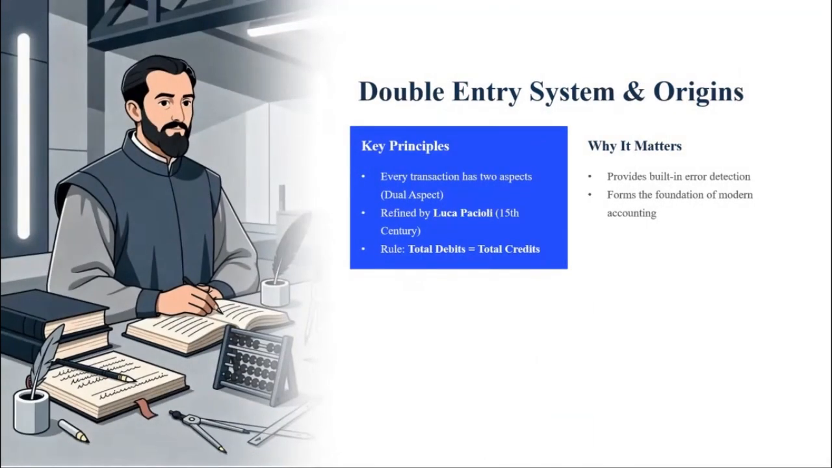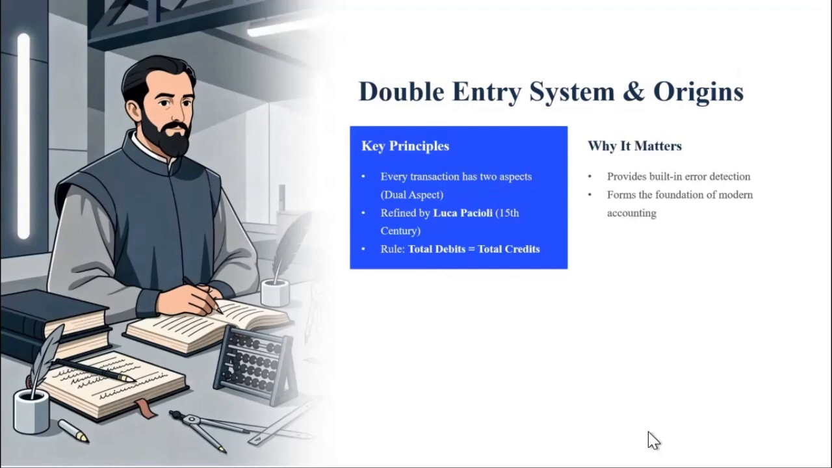The foundation of modern accounting is the double entry system. This system is built on a simple yet profound observation. Every business transaction involves an exchange between two accounts. There is no such thing as a one sided transaction. If you buy a laptop for your office, you receive an asset, but you also have to give away your cash. This twofold aspect, the giving and the receiving, is the essence of what we call dual aspect analysis.